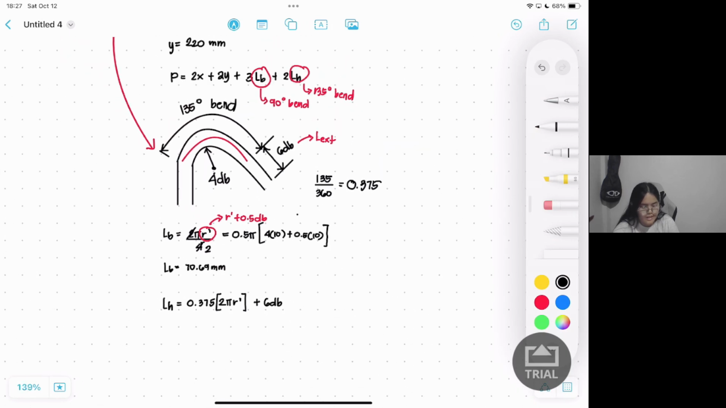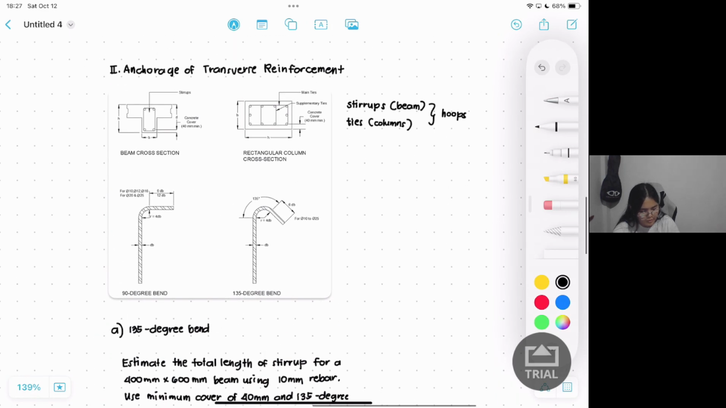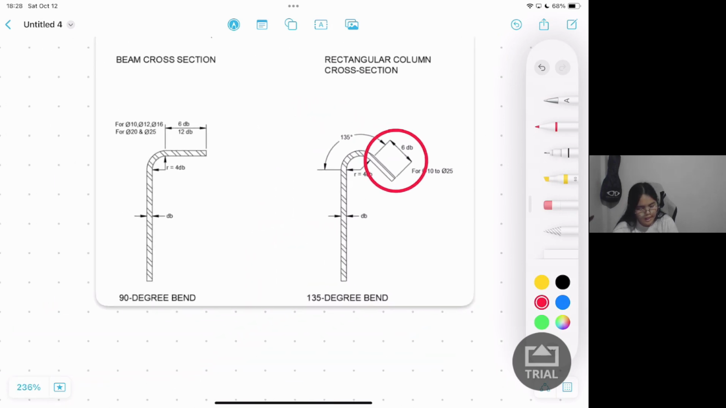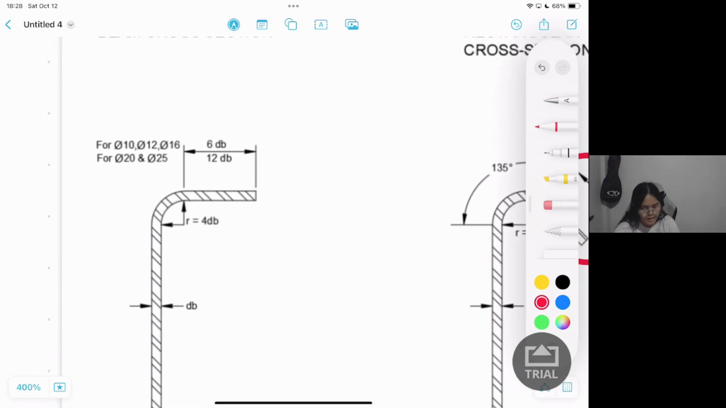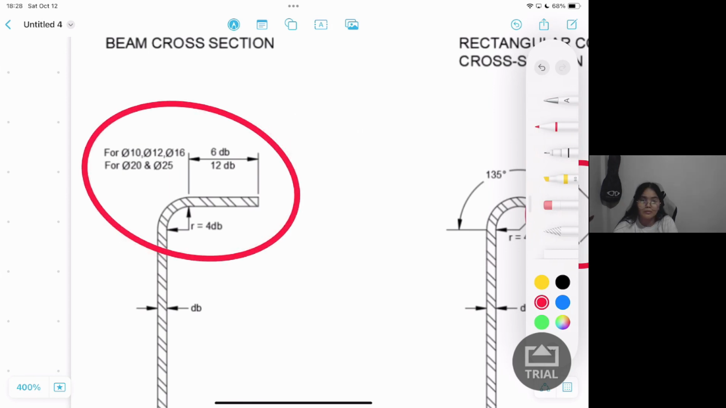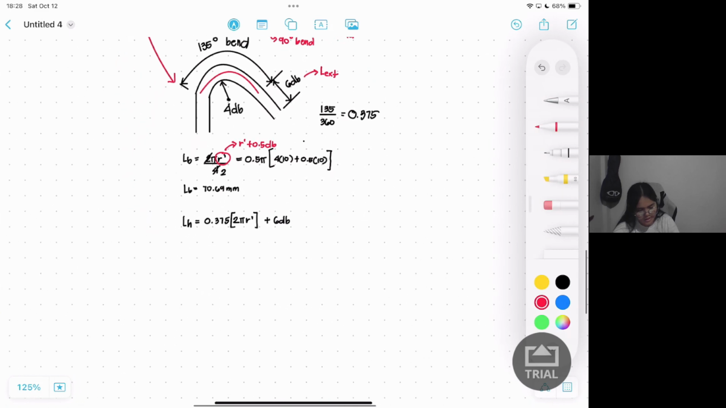O, saan ba kasi natin yan nakuha, yung 6 dB na yan? O, again, balik tayo sa provision. Dito, ang sabi, pag 135 degree bend, meron tayong extension na 6 dB. Okay? And then, just in case na 90 degree bend yung nasa problem, ito yung provision ng kanyang extension. Okay? So, careful kayo sa pagbabasa ng provision. Okay, guys? So, balik tayo dito.